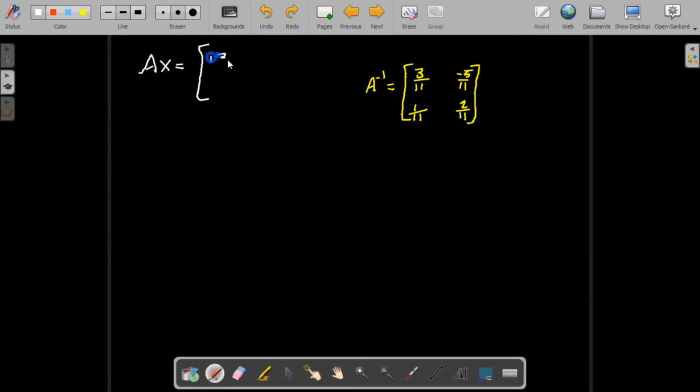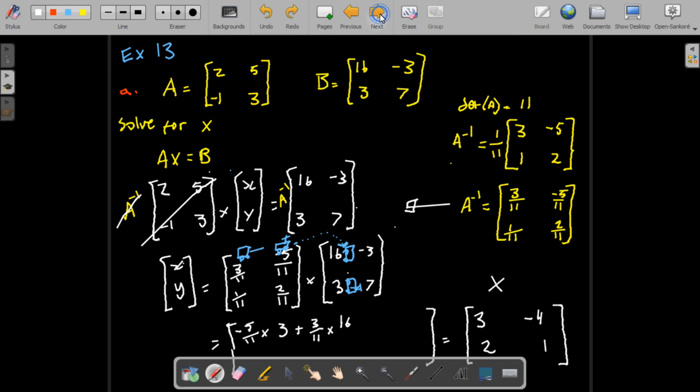Again, we've got some multiplication. So this row times this column, this row times this column. Do some working out. Again, good practice for you. And you should get 4 and 1. Okay, so that's part B, that's all it is.